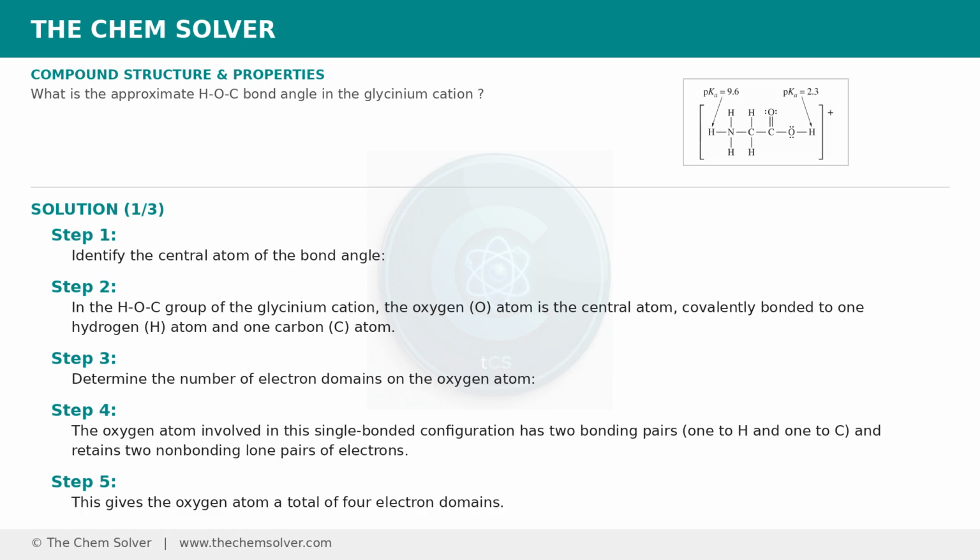Identify the central atom of the bond angle. In the H-O-C group of the glycinium cation, the oxygen (O) atom is the central atom, covalently bonded to one hydrogen (H) atom and one carbon (C) atom.